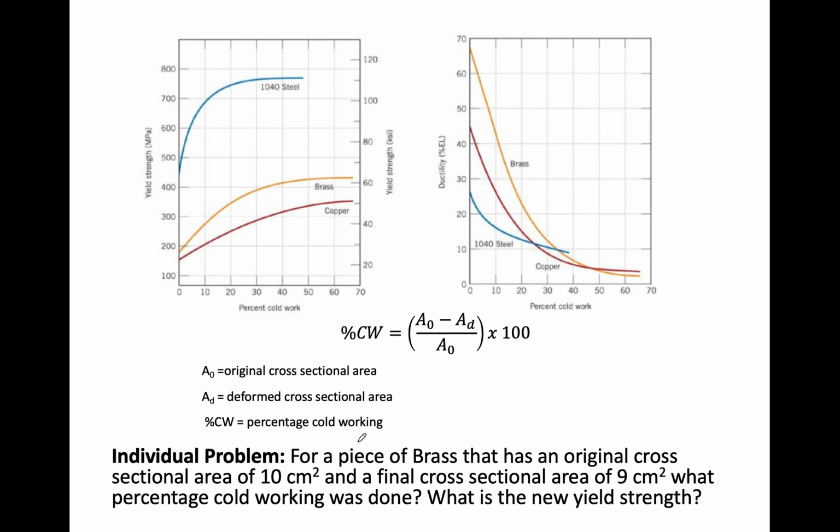Same thing here. Here's another one you can work out on your own. We have a piece of brass with an original cross-sectional area of 10 centimeters squared and a final cross-sectional area of 10 centimeters squared. What percentage of cold working is done? So in this case, you need to use our percent cold working formula and determine the percent cold working, and then use the graph to figure out the new yield strength.